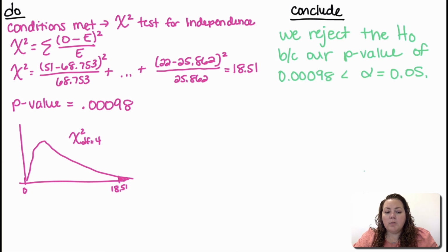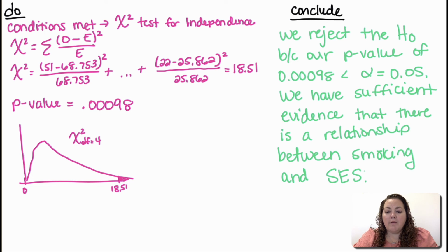Our conclusion would be we reject the null hypothesis because our p-value of 0.00098 is less than our alpha value of 0.05. We have sufficient evidence that there is a relationship between smoking and socioeconomic status.